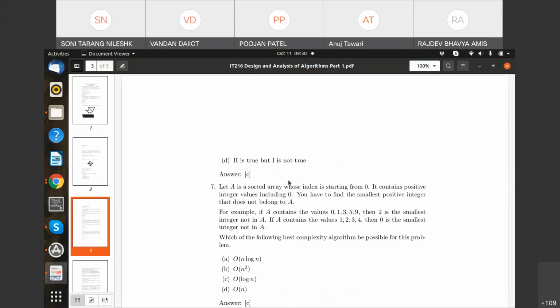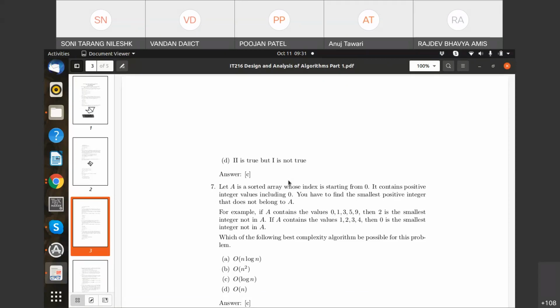We can just traverse the array and find the first integer that is not appearing. Yeah, that is linear time, but you can do better. Sir, we can do it with binary search. Yeah, binary search. That's correct. So how are we going to do binary search?